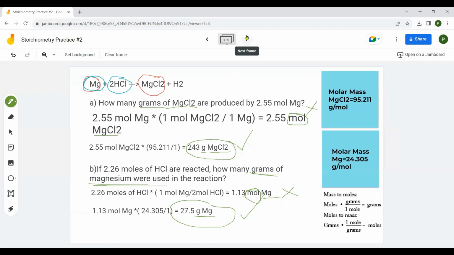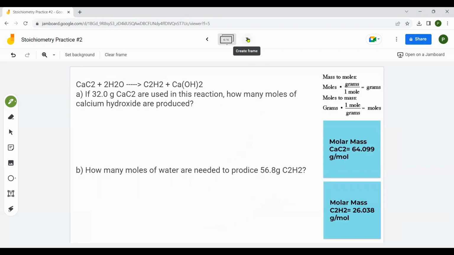All right, let's go ahead and wrap up with question 6. So question number 6, we are converting again, but this time from grams to moles instead of the other way around. So these ones are also going to have 2 parts to them, just flip-flopped from what we were doing. So part A says if 32 grams of CaC2 are used in this reaction, how many moles of calcium hydroxide are produced? So our calcium hydroxide, it's talking about this guy right here.